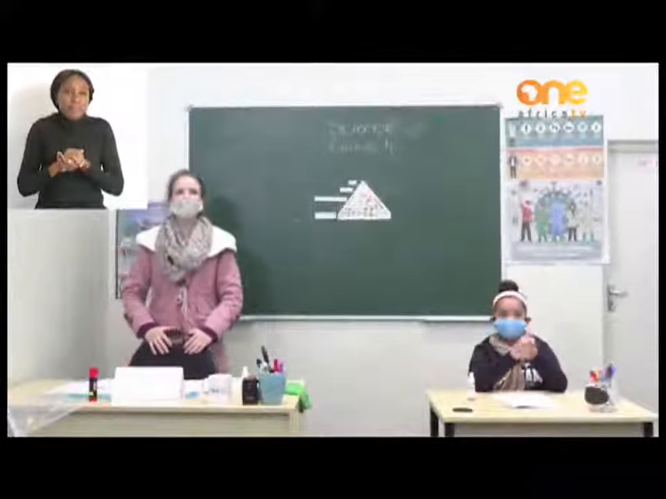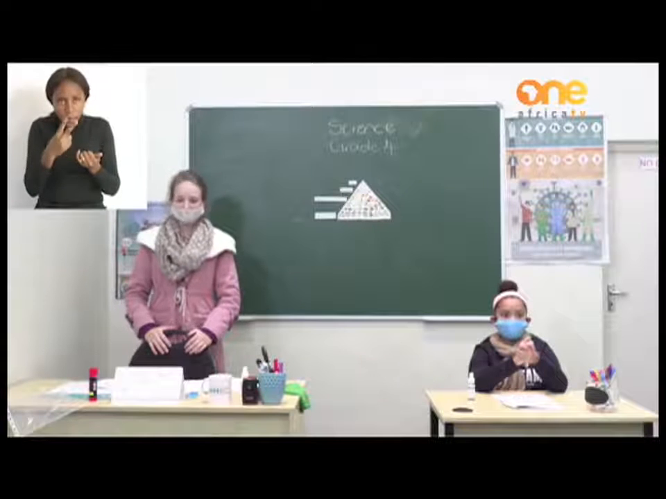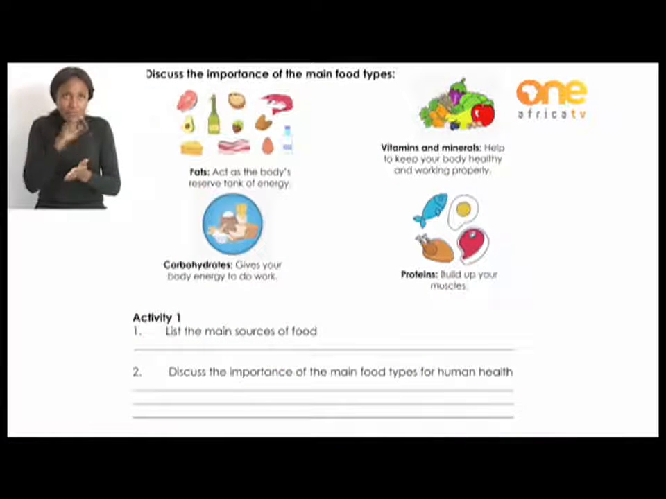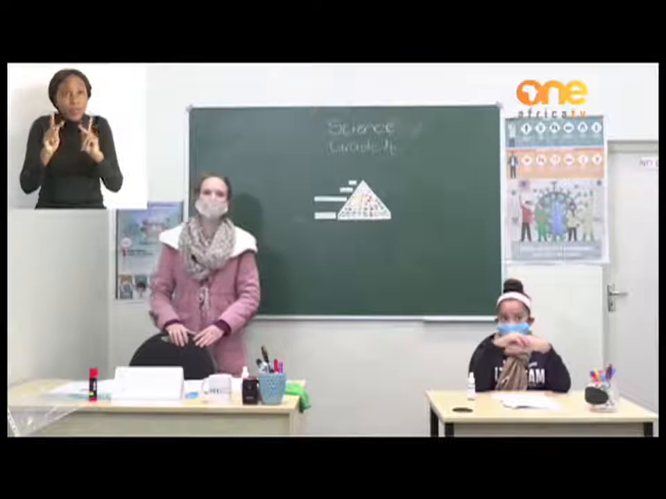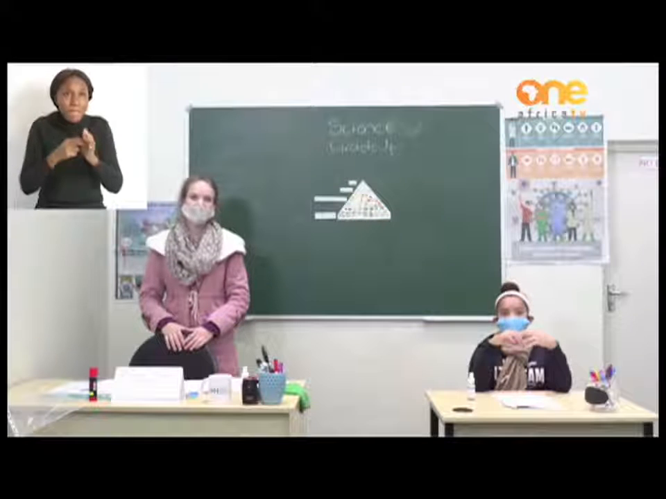Okay, grade 4s. So let us quickly take a look at our activity. On page 12 in your workbook, you have your activity. There are 2 questions. The first question is: list the main sources of food. Okay, so quickly try and do that. Take a pencil or a pen and quickly try to do that. Then you can move on to question 2. Discuss the importance of the main food types for human health. Okay, so if you are done with that, grade 4s, then you are done with science for today.